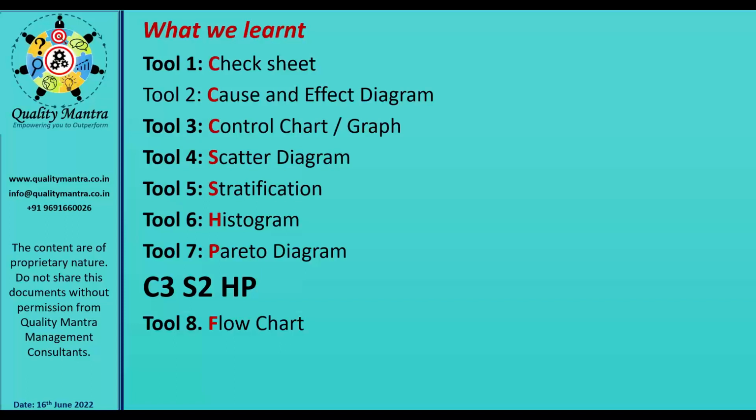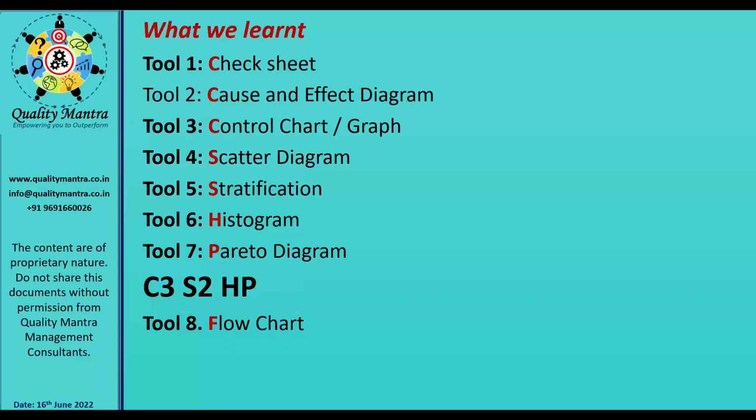Tool number 6 is the histogram. Again, a very good tool to check how your process is performing, how your process has performed, your supplier's process, the products which the supplier has sent to you. You can analyze that using the histogram and see whether your supplier has proper control on his processes, on his products or not.